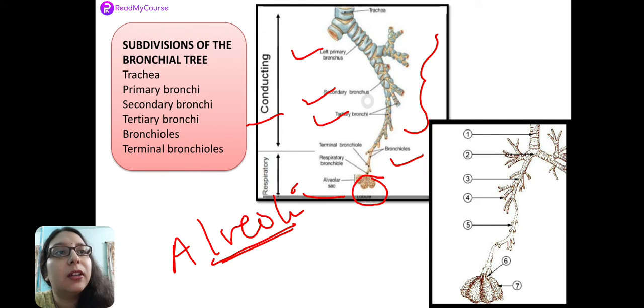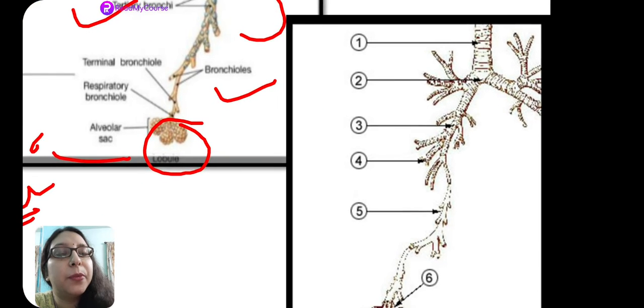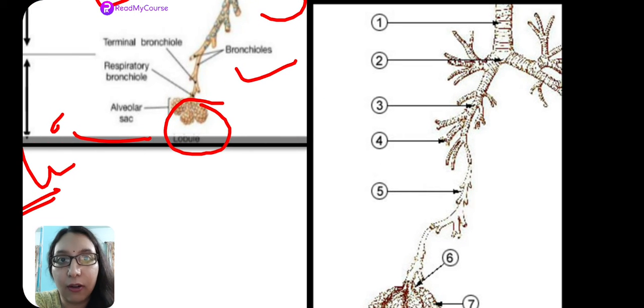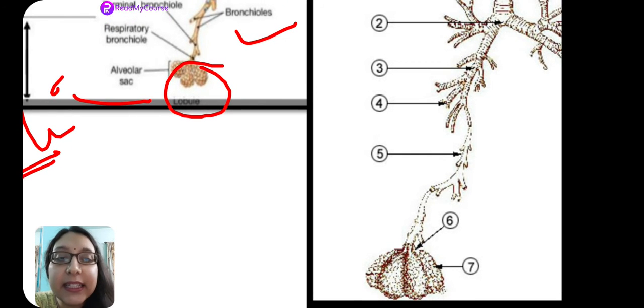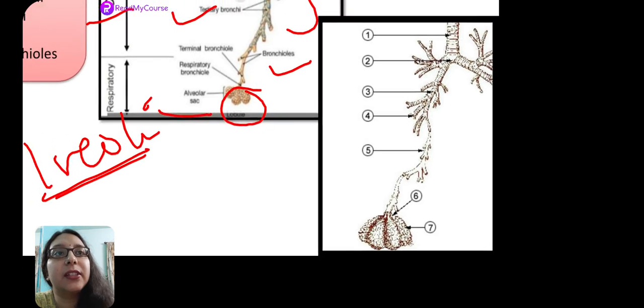So, if I want you to have a look at this picture and tell me the names of these numbered structures, I hope by now you can tell me. What is 1? 1 is the trachea. What is 2? They are the primary bronchi. What is 3? They are the secondary bronchi. What is 4? 4 is the tertiary bronchi. What is 5? 5 is the terminal bronchioles. And what is 6? Just have a look. 6 is the alveolar ducts, and what is 7? They are the alveolar sacs, right? So this much is clear.